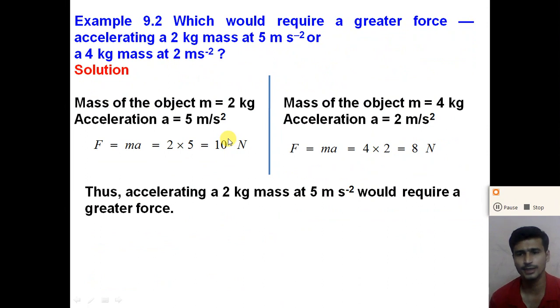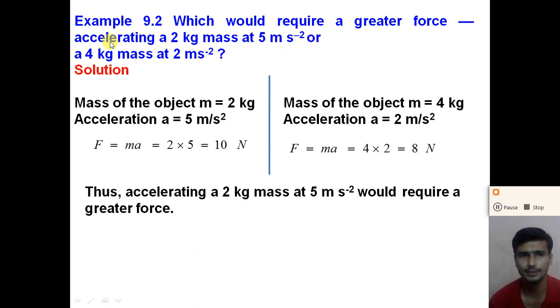So now dear student, example number 9.2: which would require a greater force? Accelerating a 2 kg mass at 5 meter per second square, or accelerating a 4 kg mass at 2 meter per second square. Out of these two, which would require a greater force?